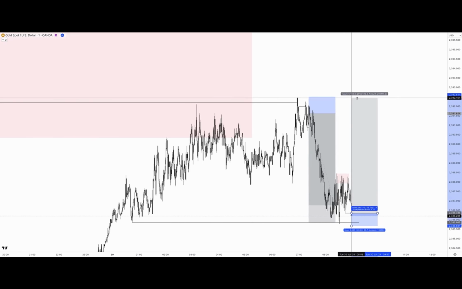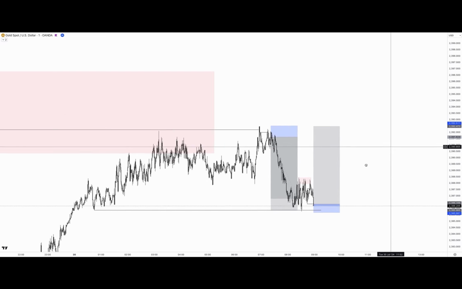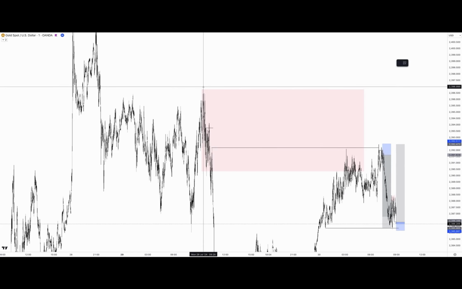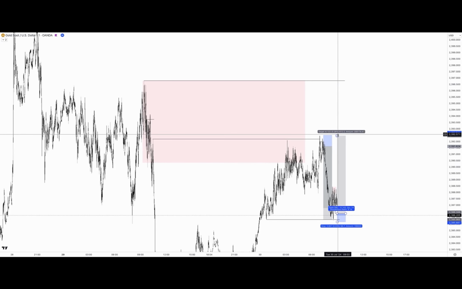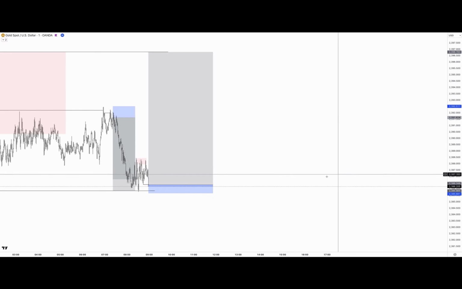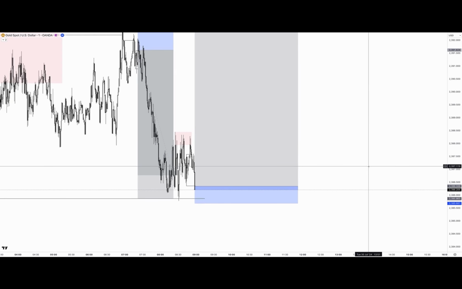Okay, so you can take your little partial here, it gives you a nice 1 to 9, and then target the high to the left. Okay, so say you targeted this high right here, that essentially gives you 15R. Okay, what happens after that?